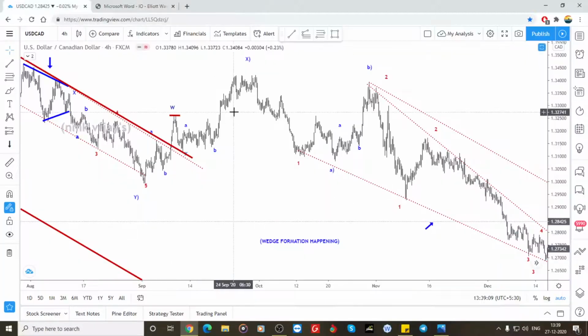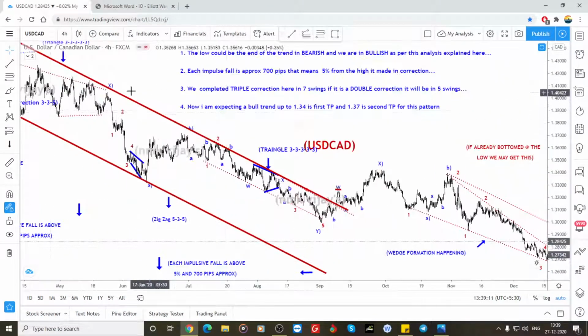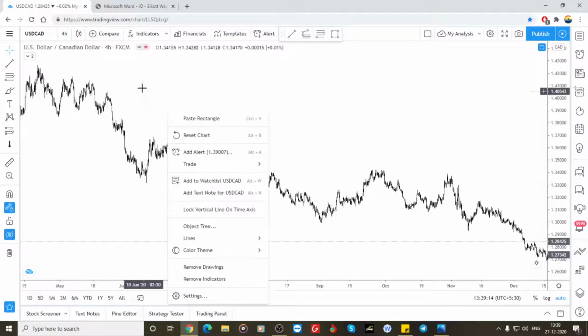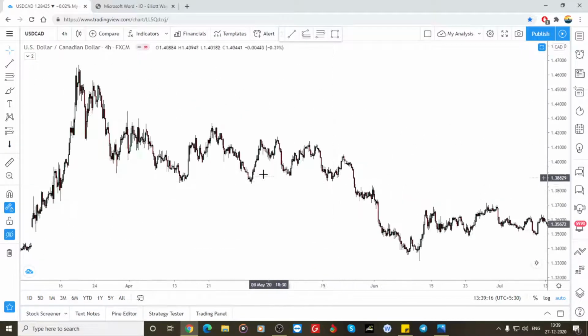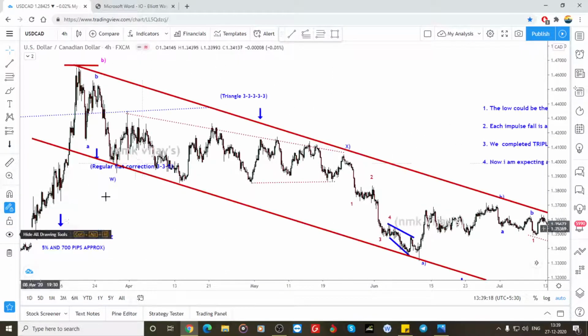So for example, I will show you in the USD CAD. So here is my USD CAD. Here the W has ended: A, B, C, A, B, C, where B and C is a flat correction. Because I have placed this W, it means here it already did a three-way structure, again a three-way structure, and again a five-way structure, so I named it as a W. After that, everything is in a three-way structure.